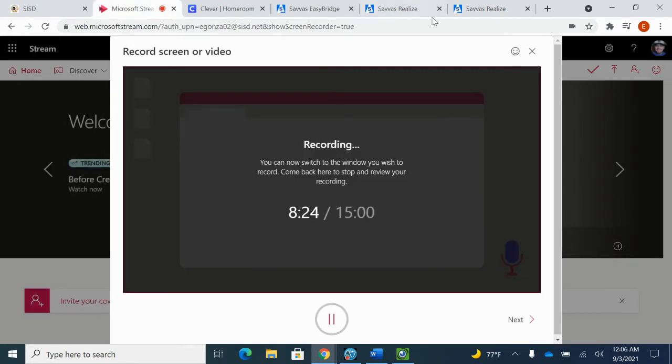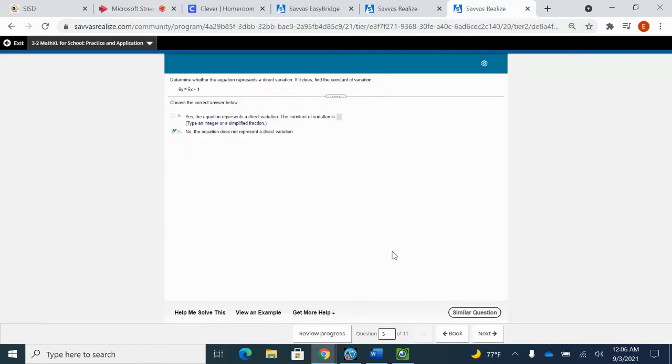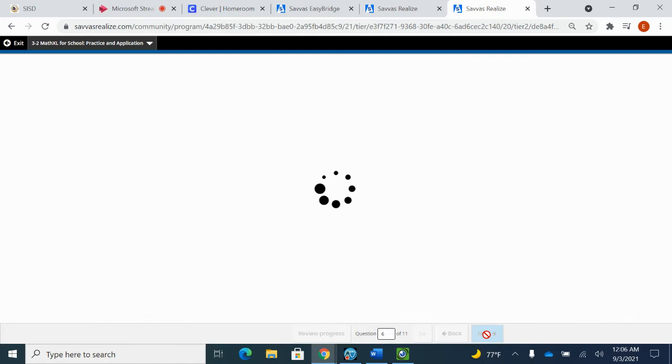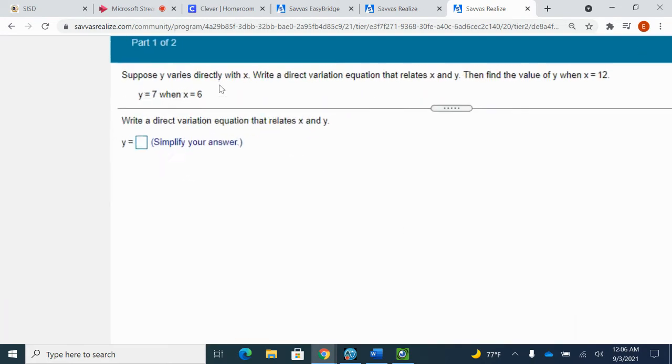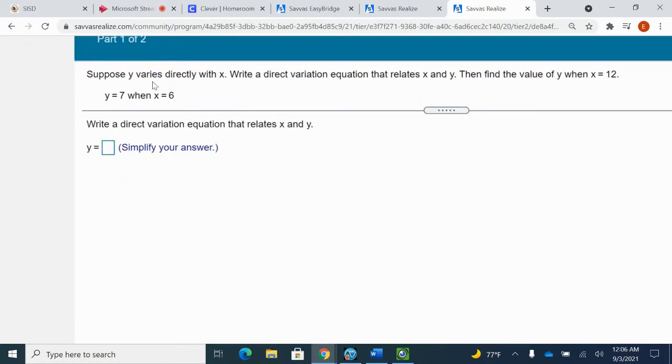Okay. Next, we're going to go to problem number 6. Suppose y varies directly with x. So again, they're telling me that it is a direct variation. By seeing this, I know I can write it in the form y equals kx. It says to write an equation, and then secondly, find the value of y when x is 12. So we have a multi-part question here again.